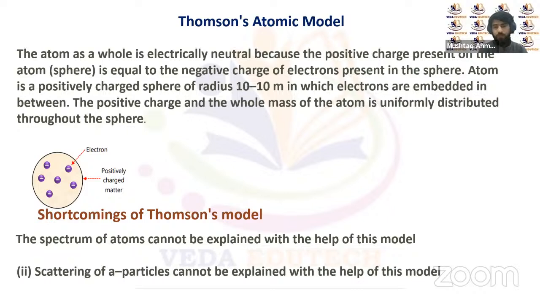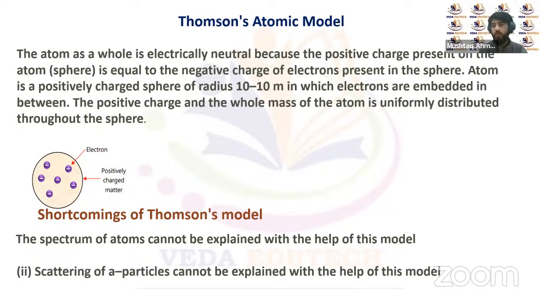And he said that an atom is electrically neutral, like a sphere which is electrically neutral. The positive charge is distributed inside this sphere up to a radius of 10 to the power minus 10 meter, or we can say 1 angstrom, in which electrons are embedded. Within this positive charge, the electrons are embedded within the volume of this sphere. So this was a very basic model.